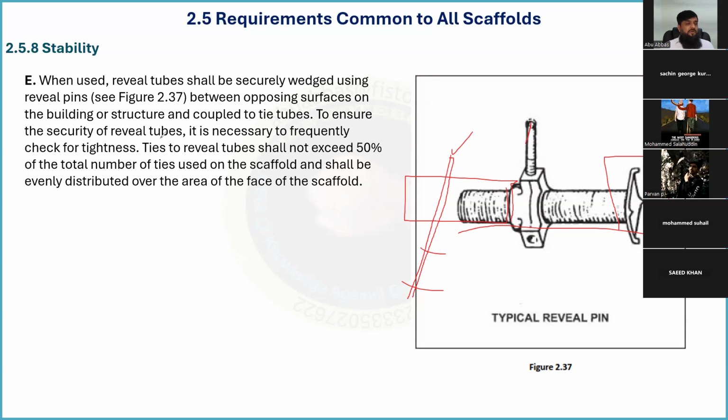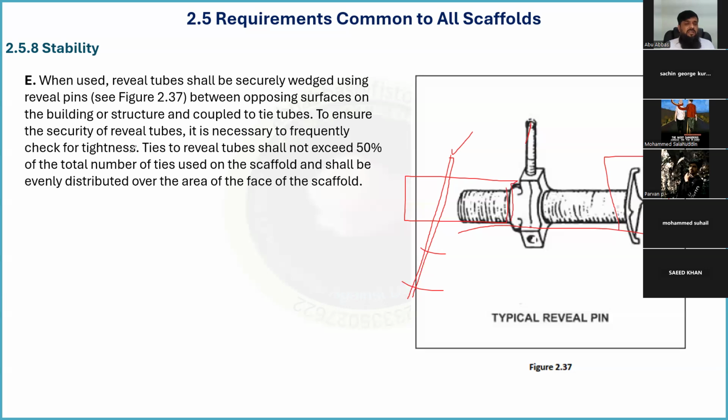To ensure the security of revel tube, it is necessary to frequently check for tightness. Definitely jack है, screw है, it can become loose. So during inspection, एक तो है when we will do inspection, but beyond that, in normal routine, time to time, we should check these ties because they are critical components. We cannot wait for 14 days to check a tie.